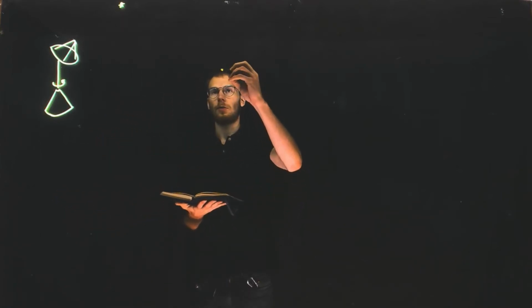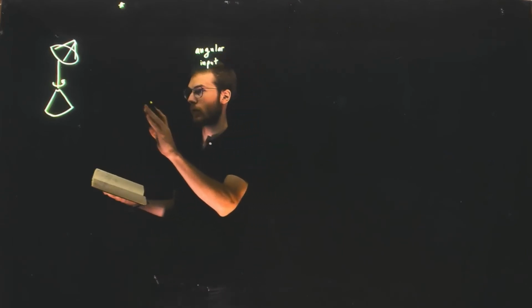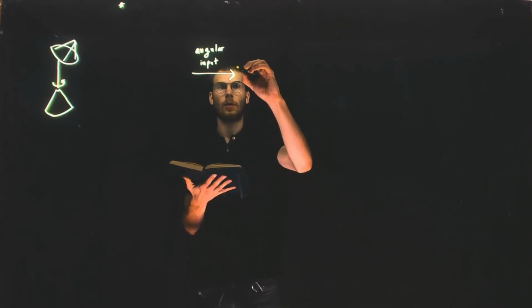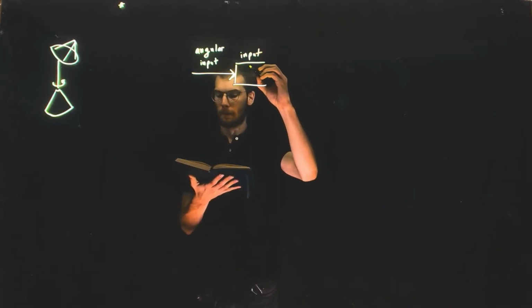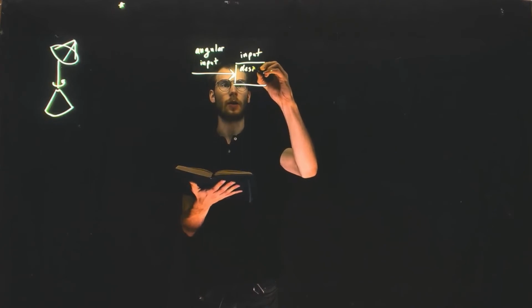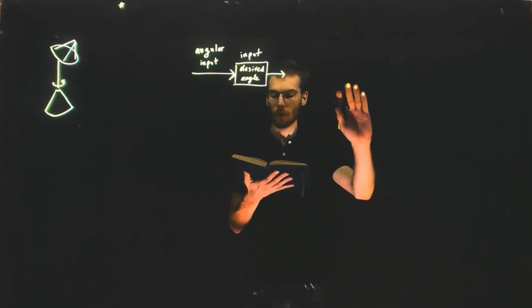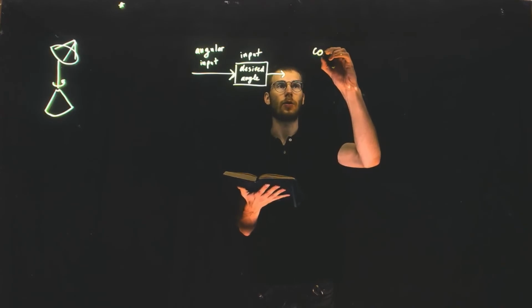So the first thing that we would have would be our input, right? Our angular input. And so this would be the present input of the satellite. And then that would go into what is called the input block. And in this block would be our desired angle. So thereafter, we would have something referred to as a controller.